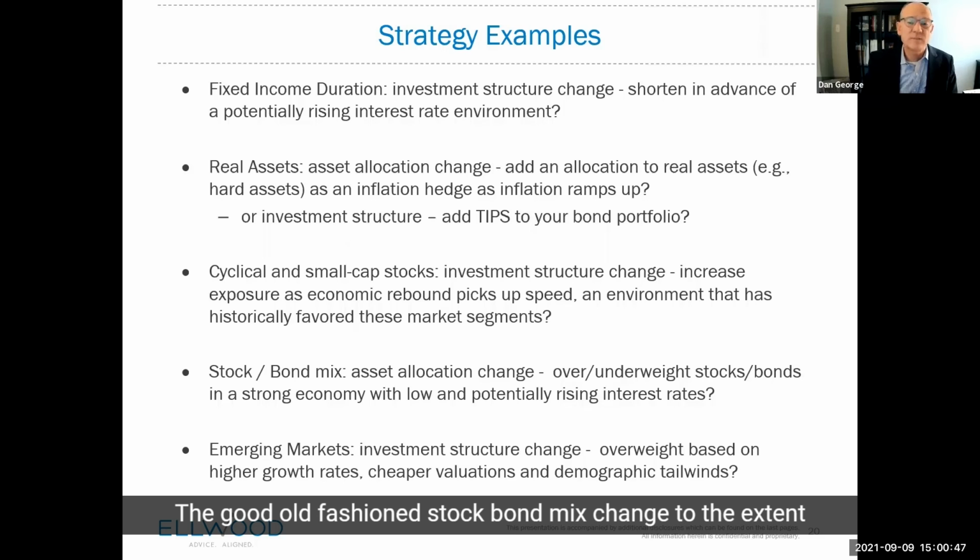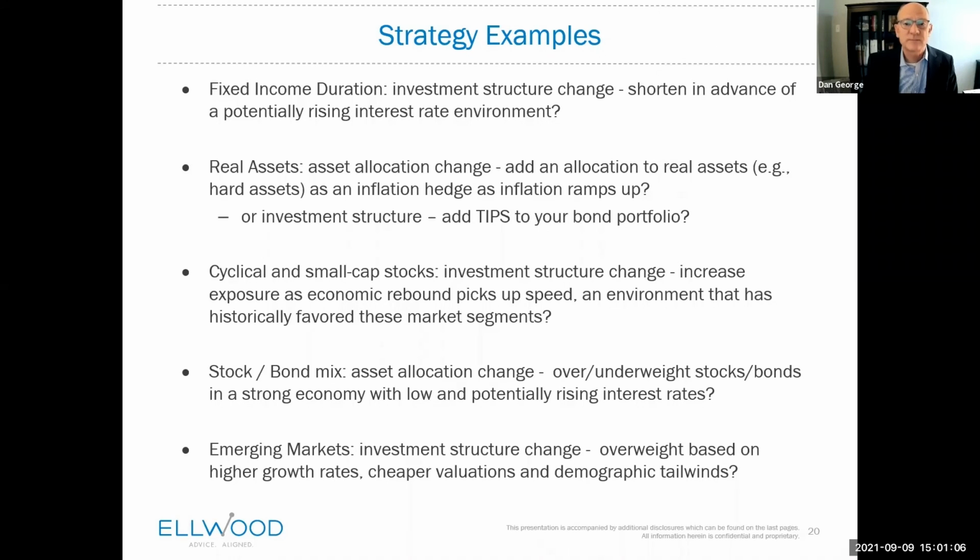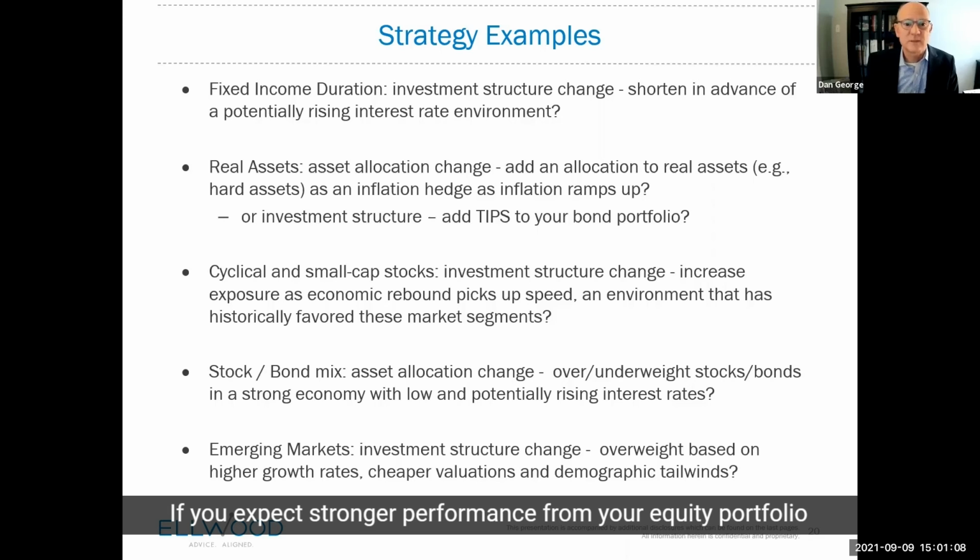The good old-fashioned stock bond mix change, to the extent you expect bonds to have a headwind and stocks to have a tailwind because of the strong economy and low and potentially rising interest rate environments, you might go back to that rebalancing range example and move 3 or 4 percentage points from fixed income to stocks. If you expect stronger outperformance from your equity portfolio over your bond portfolio, you multiply the percentage points that you move times the percentage points in outperformance, and you might see that it's more than 20 to 25 basis points. And that may be a worthwhile trade to put on.